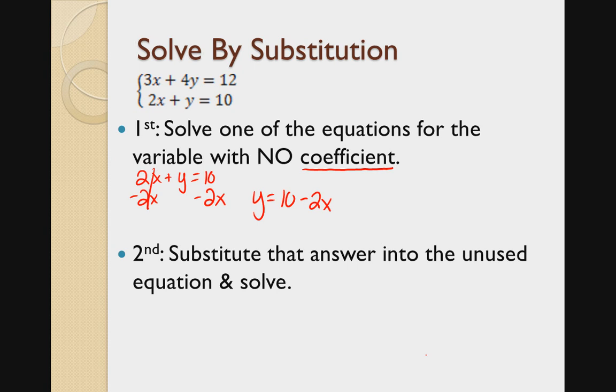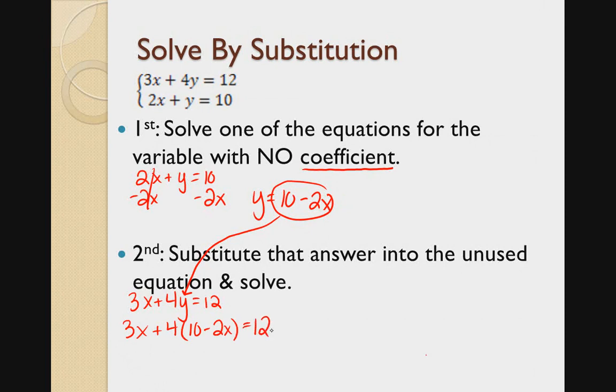Second step is we're going to substitute that answer into the unused equation and solve. Since I used the second equation in step 1, then in step 2 I have to use the first equation, 3x plus 4y equals 12. And I'm going to plug in what I found in place of y, since it's what y equals, so that we get 3x plus 4 times (10 minus 2x) equals 12.